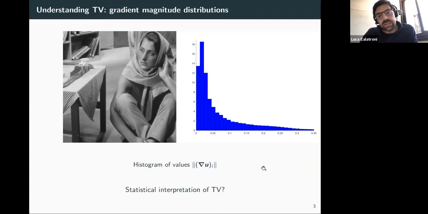And what I'm showing here is nothing but the histogram of gradient magnitudes. Before I forget, let me just say that the gradient here is computed by standard finite difference discretization, so that's the discrete gradient. So this is just the histogram of gradient magnitudes. And now from here, we would like to understand a little bit more how we can relate TV to statistics, let's say.